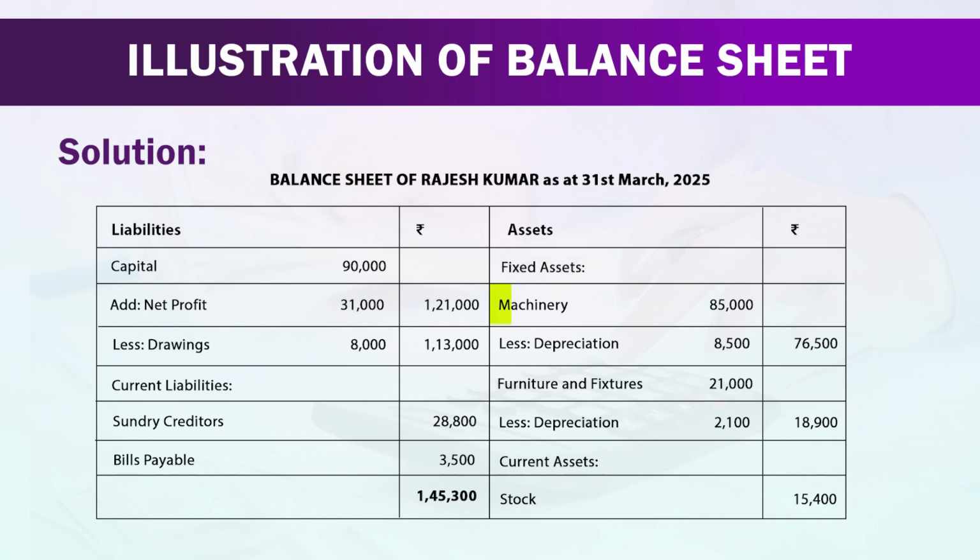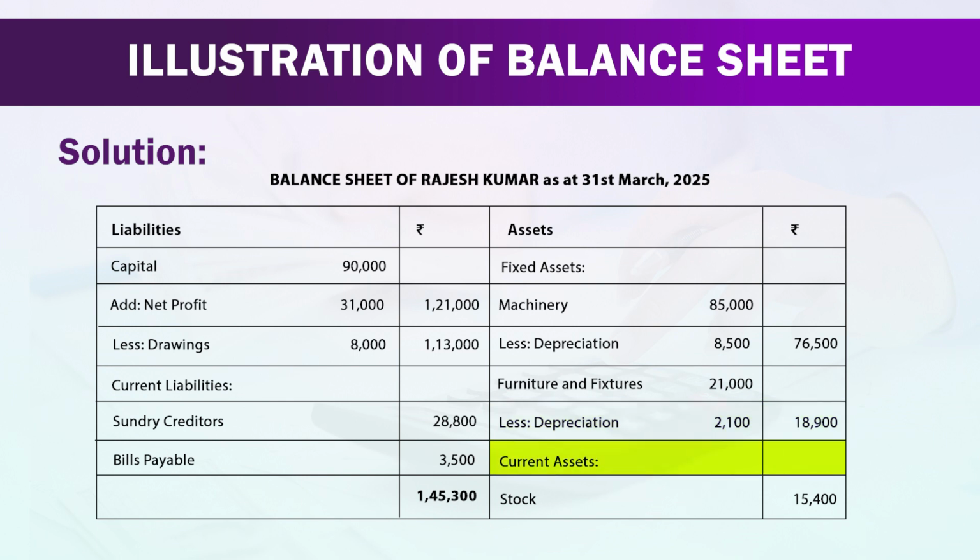Fixed assets, the first item we are having is machinery and the depreciation on the machinery we have calculated is rupees 8,500. So, at the end of the year, the closing balance of machinery will be 76,500. In the same manner, we will calculate depreciation on furniture also. The value of furniture is 21,000. From that, depreciation 2,100 will be deducted, and the closing balance of 18,900 is to be shown.